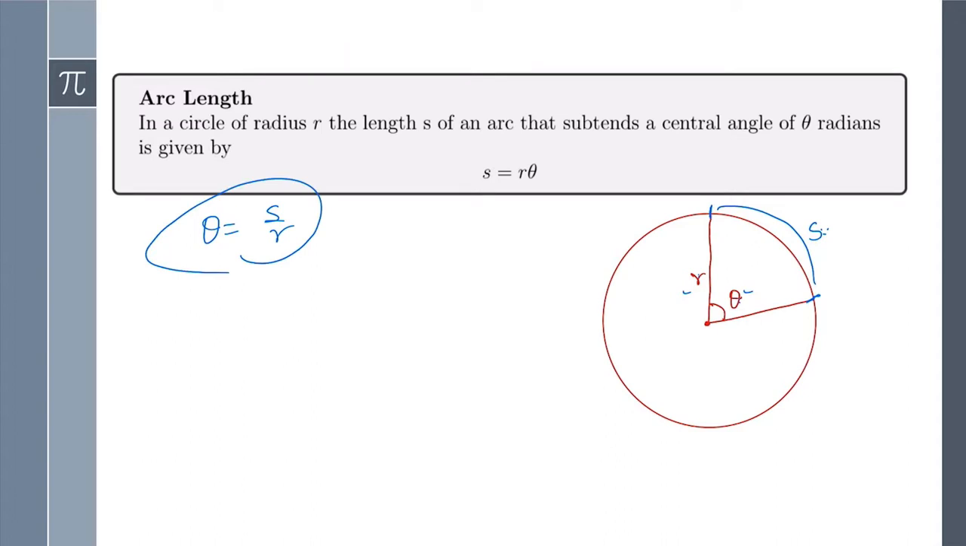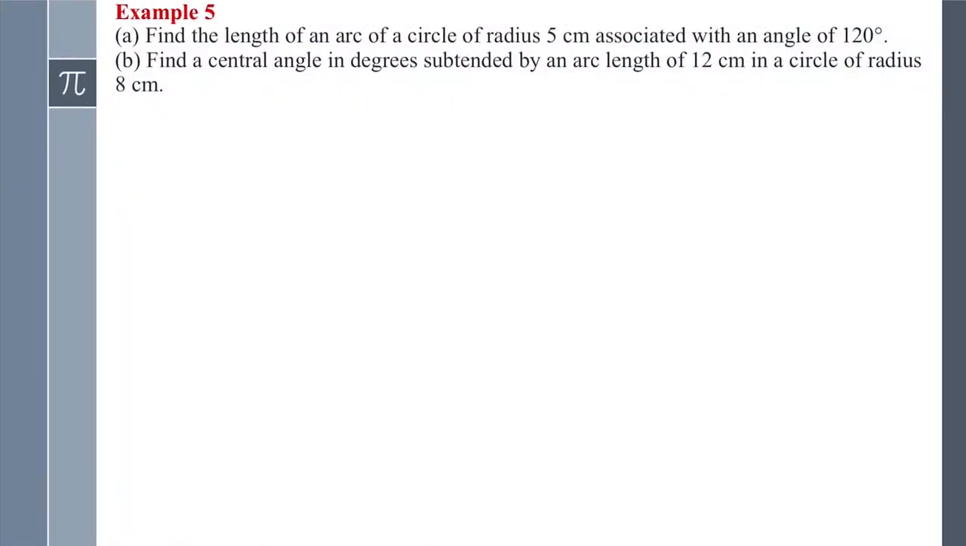Okay, this formula: the arc length equals radius times the angle, but you have to be really careful here. The angle must be in radians. If the angle is in degrees, we cannot put that into this formula. So before we put it into the formula, we have to change it to radians. Okay. So let's look at this example here.